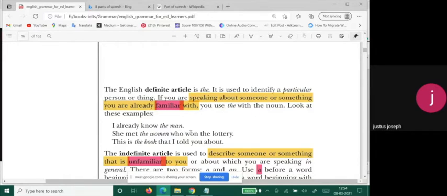Now, indefinite articles, a and an. That is used when you are talking about something that is unfamiliar. Something that is unfamiliar. That is when you use indefinite articles, also known as a and an. Okay. Clear?